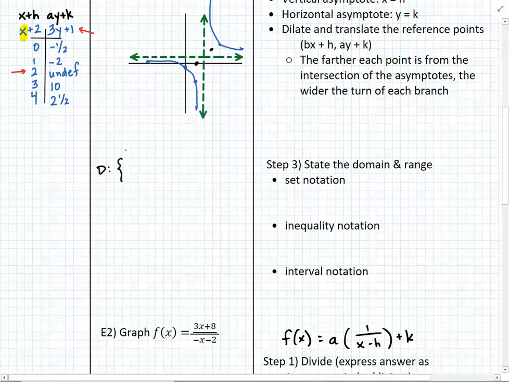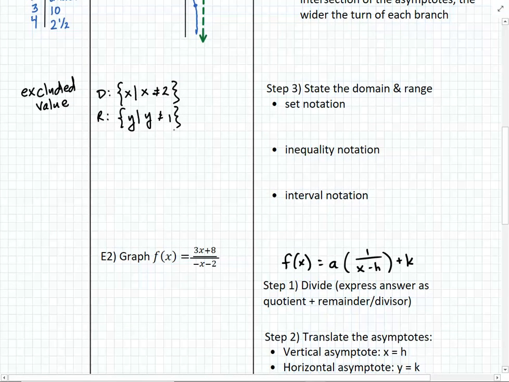And when you do that, remember set notation is curly brackets, all values of x such that, and we can just write x does not equal 2. So it's all reals except for, and this is called an excluded value. It's what x cannot equal, or in the case of the range, all values for y, be sure to change your variable, such that y is not equal to 1. So set notation kind of lends itself to this, but again, in your homework, be sure to vary the notations, because you got to understand how to write that in inequality notation.